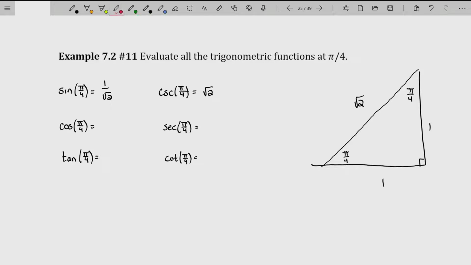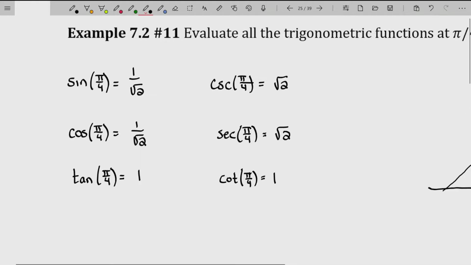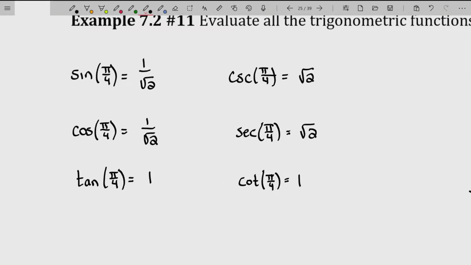The cosine of pi over 4, well, that is adjacent over hypotenuse. And, of course, that is 1 over √2 as well. So 1 over √2. And again, its reciprocal is √2 over 1. The tangent's kind of the easy one of the group. Tangent's opposite over adjacent, 1 over 1. And so we will go ahead and write the tangent of pi over 4 as 1, and the cotangent of pi over 4 as its reciprocal, which is also 1. And there you have it. These are the permanent values for the trig functions evaluated at pi over 4.